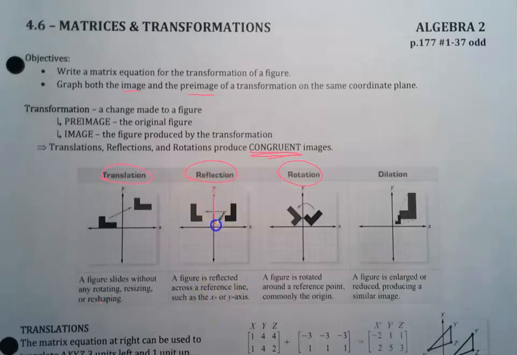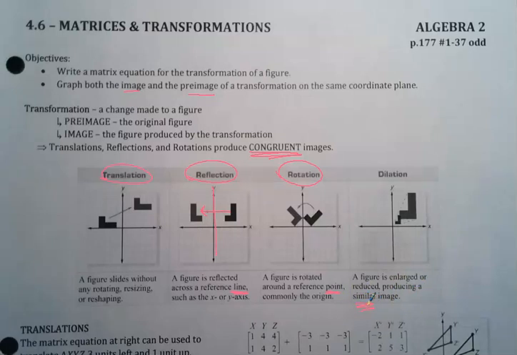So here, this is my reference line. I reflected it from here over to here. A rotation, a figure is rotated around a reference point. Okay, so let's go back. A reflection has a reference line. In a rotation, we have a reference point, which is commonly the origin, but not always. And the last one, the dilation. That's when a figure is enlarged or reduced, producing a similar image. This is the only one that is similar. The rest are all congruent. Okay, so this one is similar.